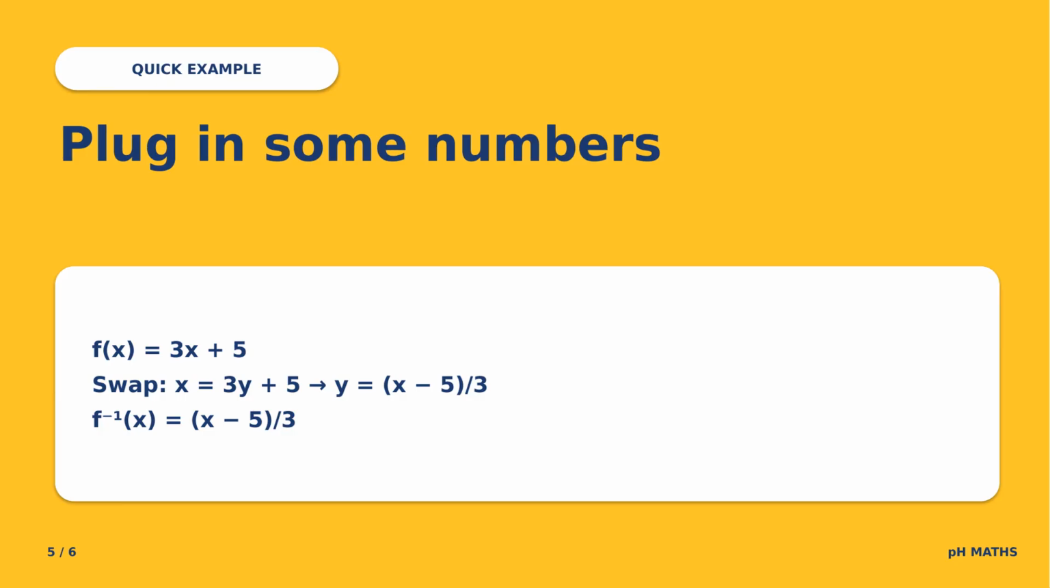Quick example, f of x equals 3x plus 5. Do the swap. x equals 3y plus 5. Solve it. y equals (x minus 5) all over 3. So the inverse is f to the minus 1 of x equals (x minus 5) all over 3. Plug in f, then f inverse, and you get x back. Confirmed.